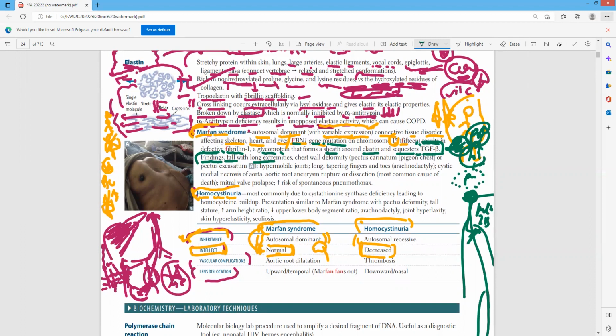Okay, you will also have chest wall deformity, which is called here pectus carinatum. This is pigeon chest, where you will find the chest near the sternum projecting outside, or inside like this.